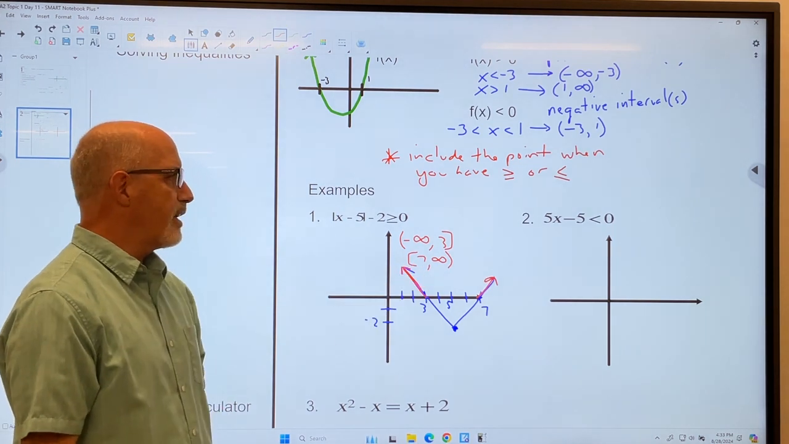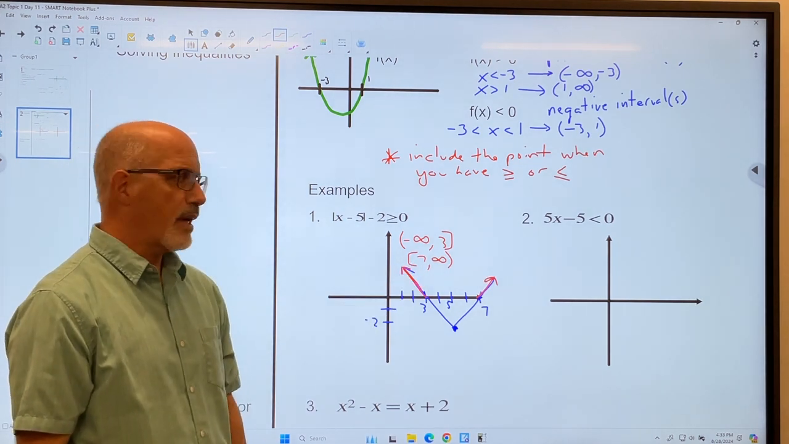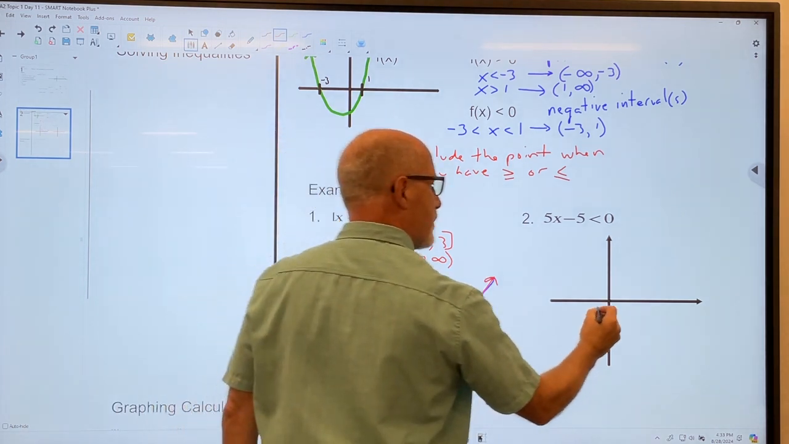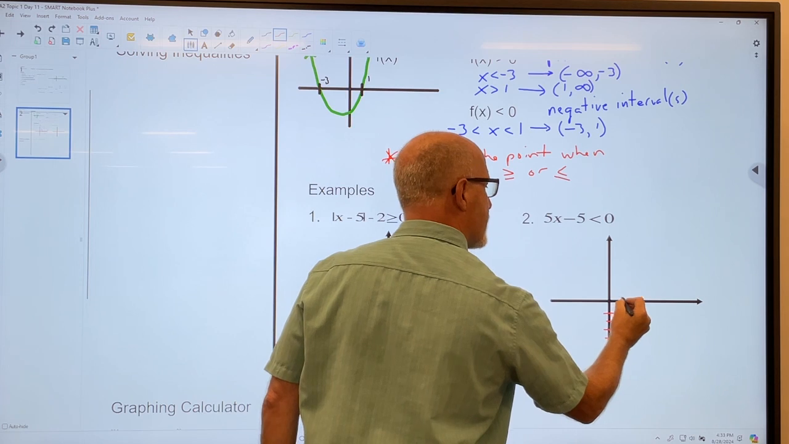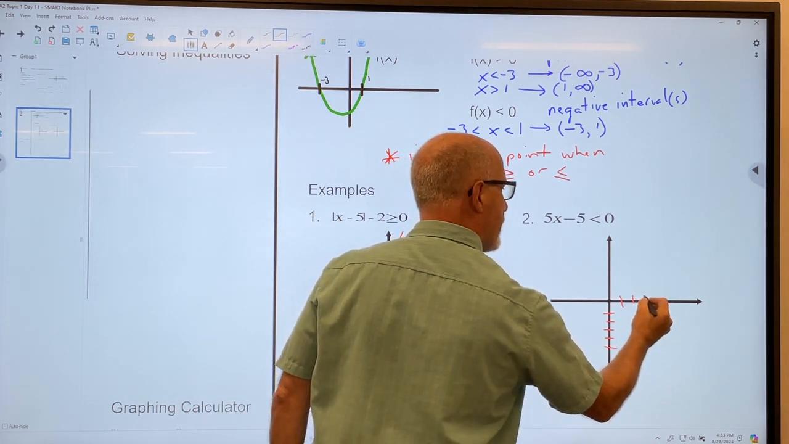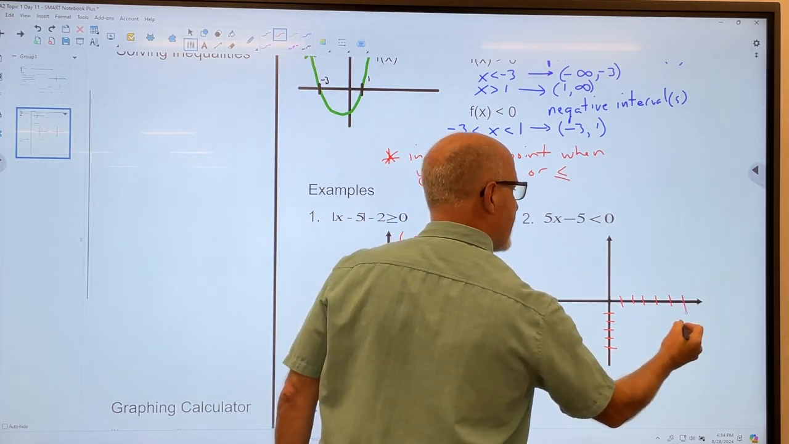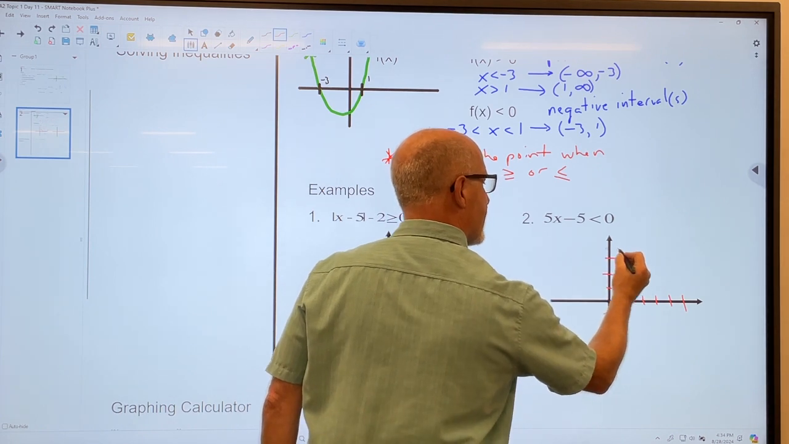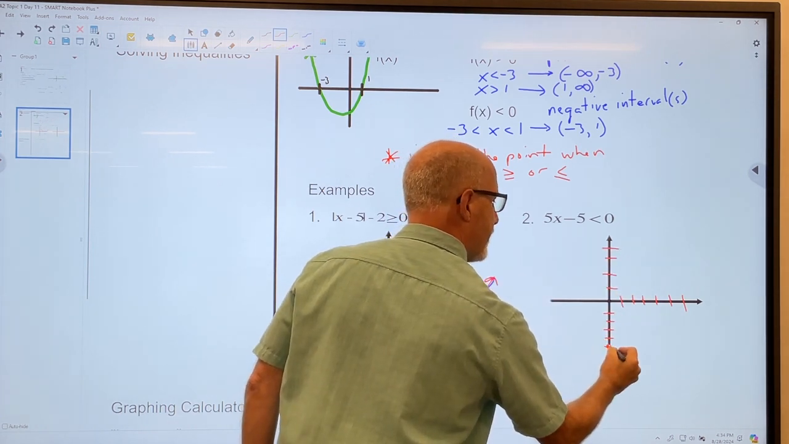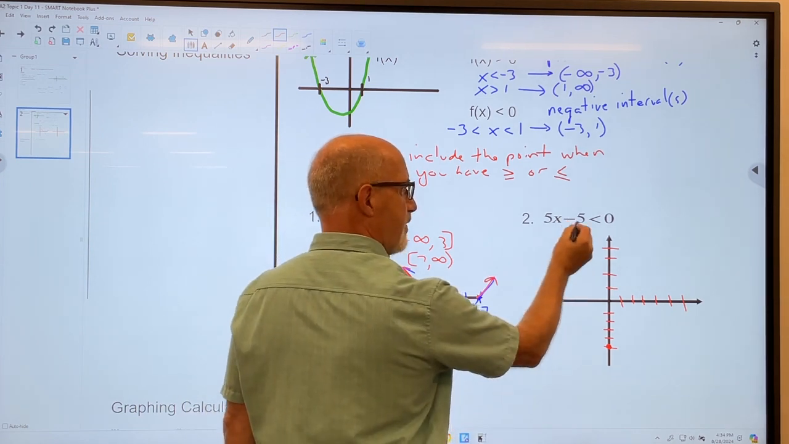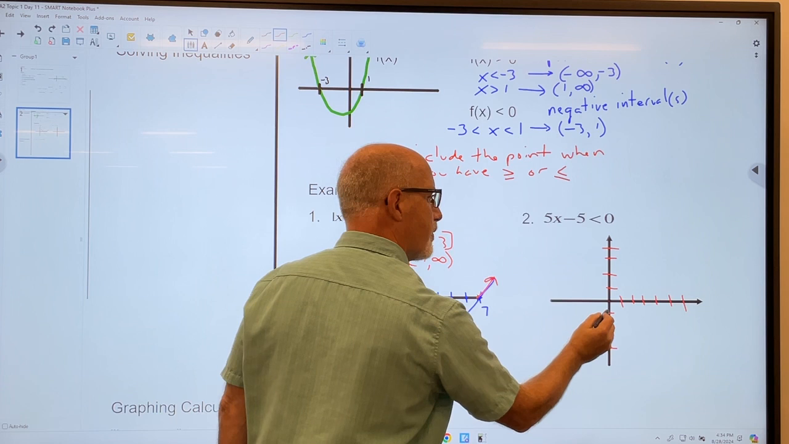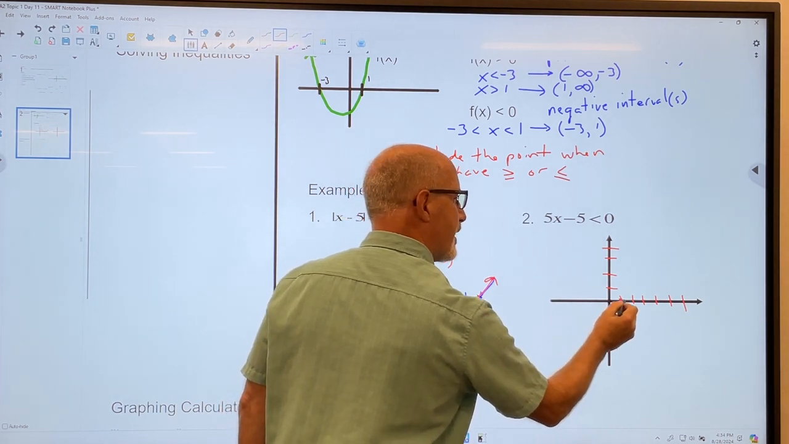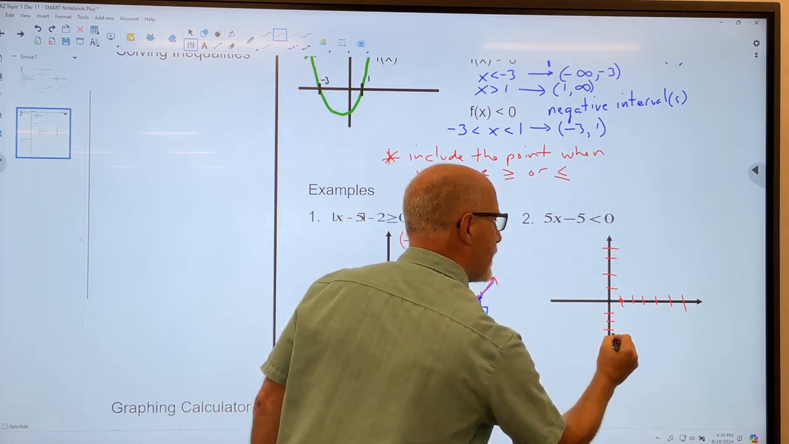Let's try this one over here. This one is just a straight line. So I'm going to start this one at -5, my y-intercept. Then I'm going to use a slope of 5. So we go up 5 for my slope, 1, 2, 3, 4, 5, and over 1. That gives me my intersection point.